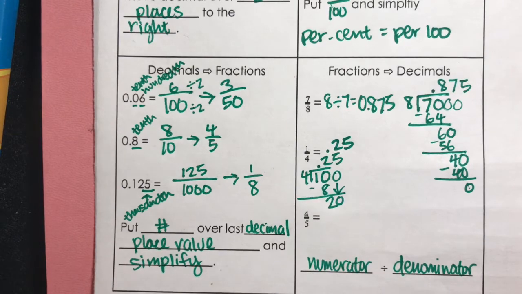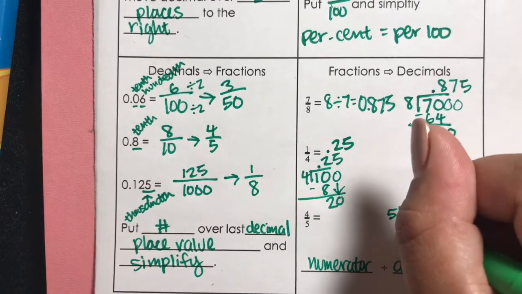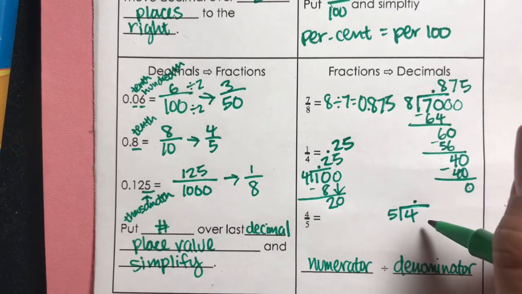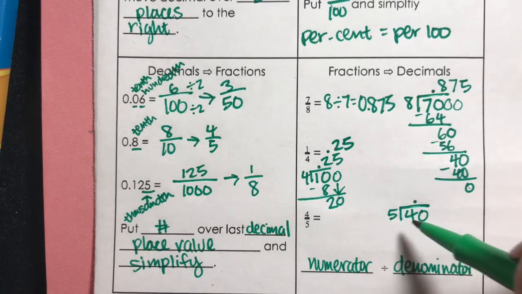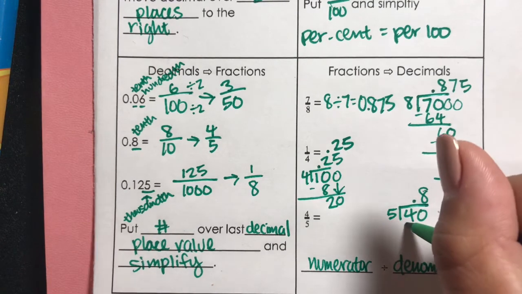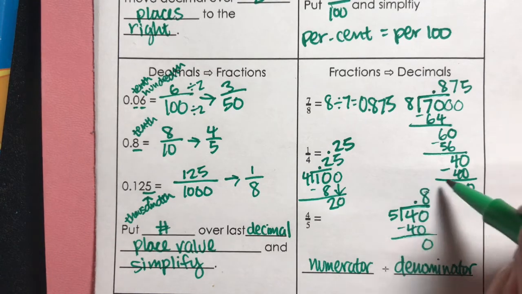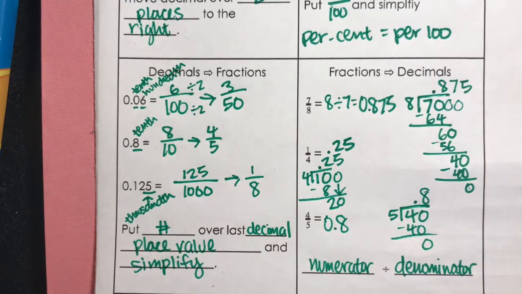Okay, so 4/5. You should have done it on your own already. 5 goes into 4. Can't do that, so you have to know it's going to be a decimal automatically. Add the 0. 5 goes into 40 8 times. 8 times 5 is 40. And it's fully divided, so we are left with 0 and 8 tenths.